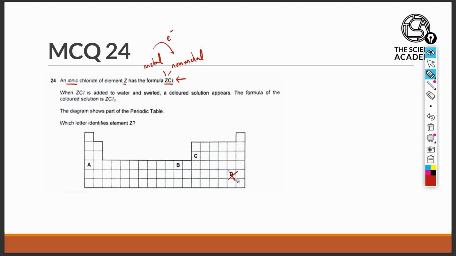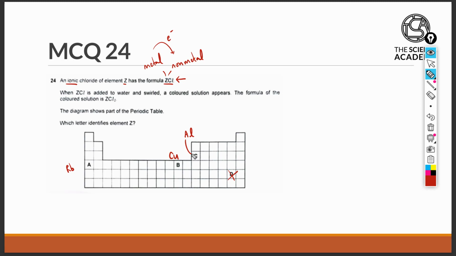A is going to be rubidium, the fourth element down group 1. B is going to be a transition element, in this case copper, and C will be aluminium, which is the second element in group 3.